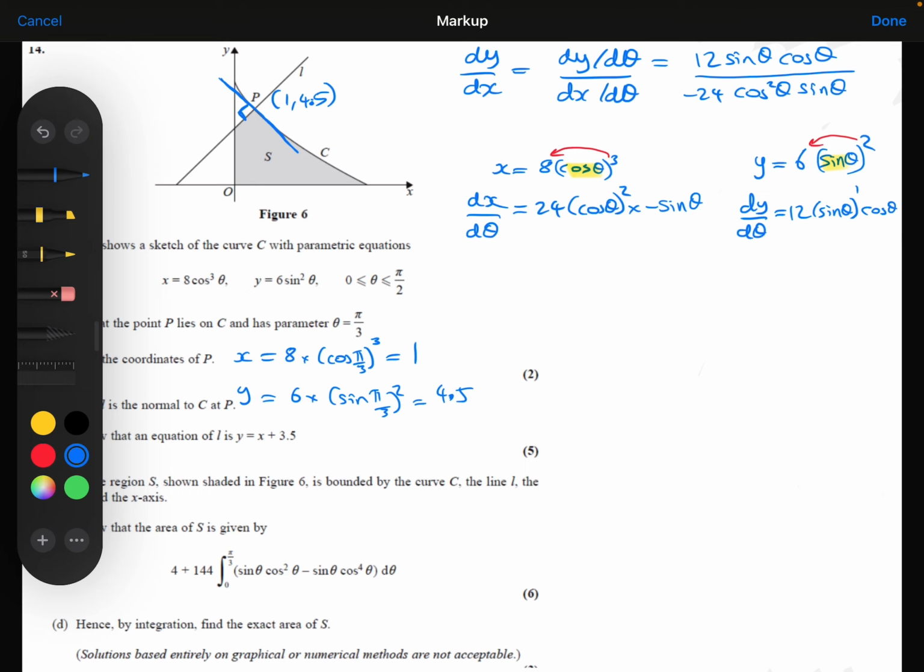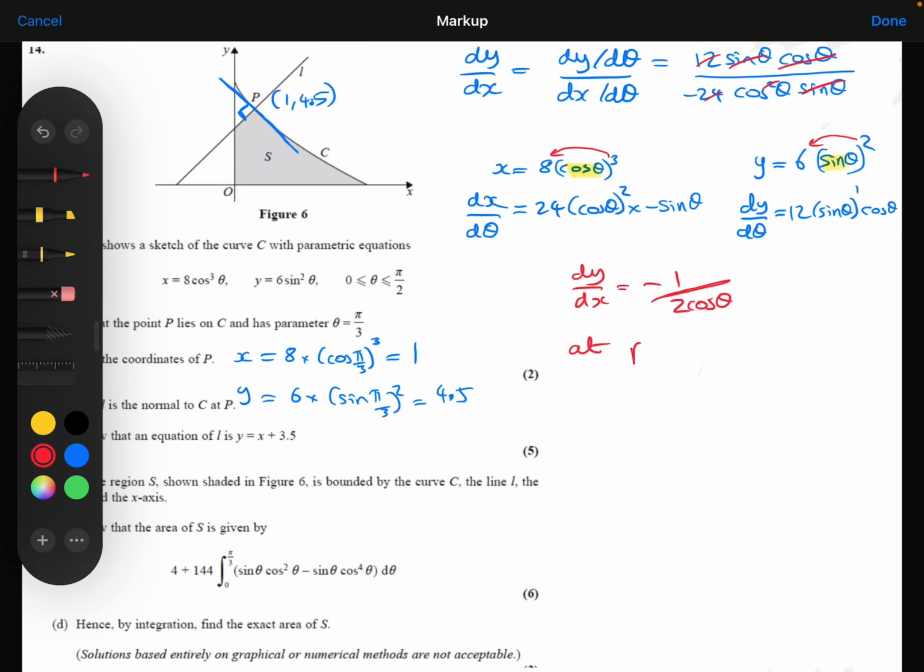Now we can see that that's going to simplify quite a lot. The 12 and the 24 will simplify to be 1/2, or rather minus 1/2 because of the minus 24 on the bottom. The sine thetas cancel out. The cos theta will cancel with one of those cos thetas. So I've just got a single cos theta on the denominator. So this is my gradient function.